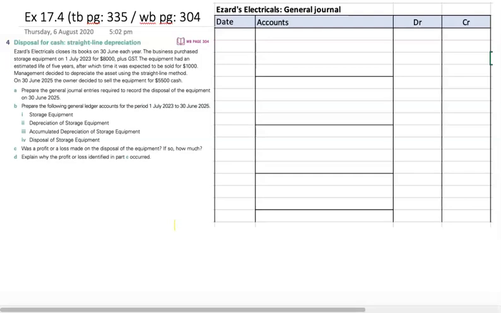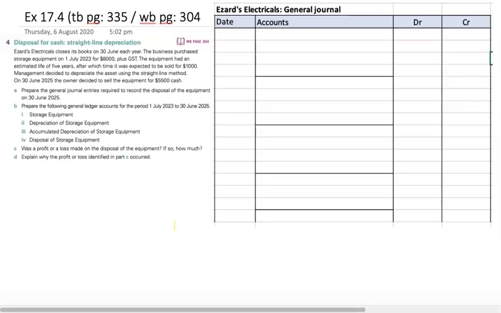Hi class, this video is going to run through exercise 17.4 of the Macmillan textbook, which asked us to consider the disposal of a non-current asset for cash using the straight line method of depreciation. This is going to require us completing the process of HAPPEL to determine the profit or loss, but like always, let's read the question from start to finish before we do anything.